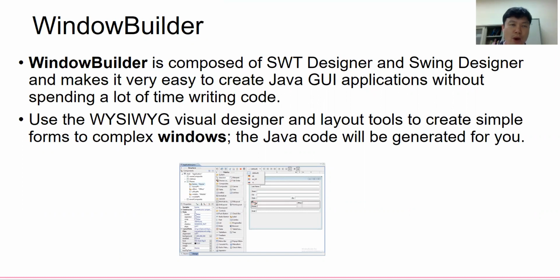So we are going to use one package from the Eclipse. It is Window Builder. So what is Window Builder? Window Builder is composed of SWT Designer and Swing Designer. So that's the package in Java, and those packages make it very easy to create the Java GUI application without spending a lot of time writing code. So it is like a drag and drop. So you don't need to type your code. Okay? So it is very tedious if you write all the code by yourself.